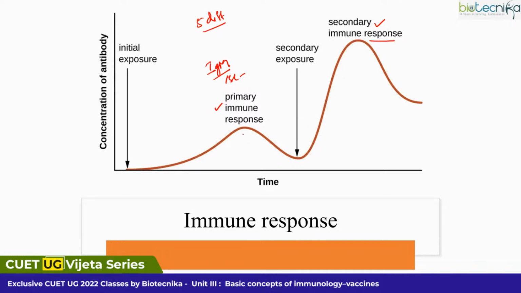Now if you compare the primary immune response, if I talk about the concentration of antibody, the antibody is less.